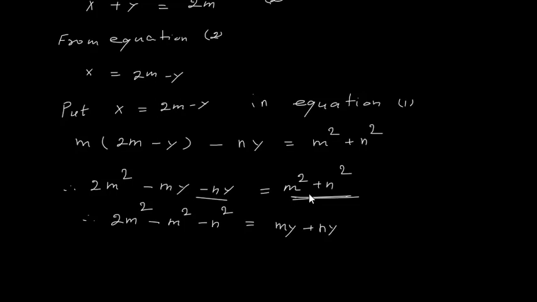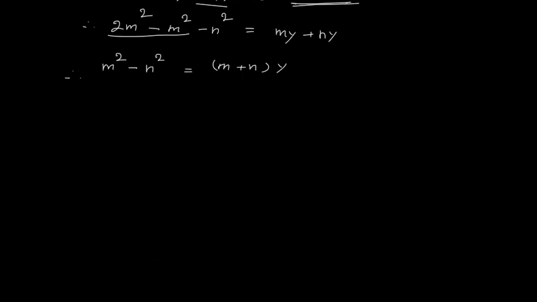So therefore here 2m square minus m square is m square minus n square is equals to, here I will take y common, so it is m plus n into y. M square minus n square is equals to m plus n into y. Now here m square minus n square you can write as m plus n into m minus n. This is equals to m plus n y.